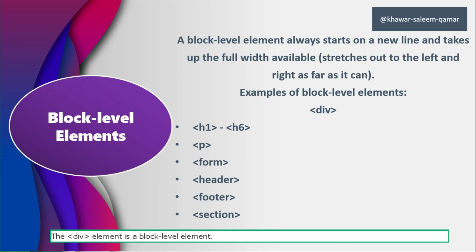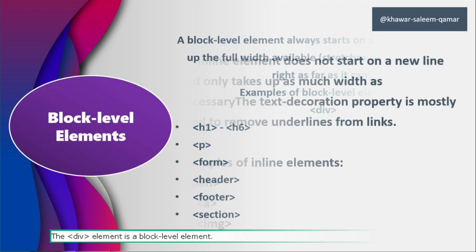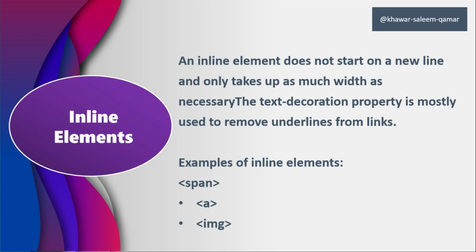Examples of block level elements are h1 to h6 tags, which means h1, h2, all the way to h6, p tags, div tags, header tags, footer tags, and section tags. These are all block level elements. If we talk about inline elements, these elements don't start on a new line. They start on the same line where the previous content ended, and they span only the width needed for their content. They just wrap around their content and don't take any unnecessary width. Examples are the span tag, link tag, and image tag. These are all inline elements.